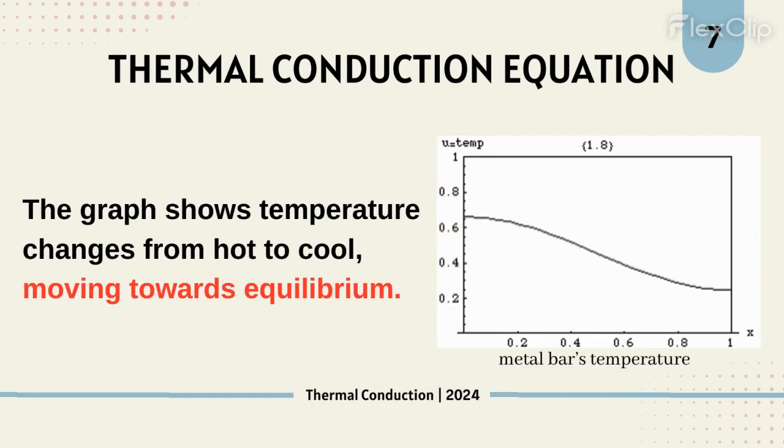About the graph on the right, the horizontal axis represents position along a metal bar. The vertical axis represents the temperature U, showing the temperature values at different spatial positions or time points. The graph shows temperature changes from hot to cool, moving towards equilibrium.